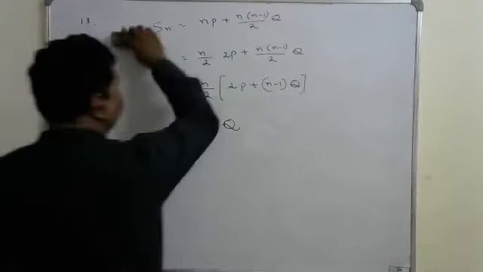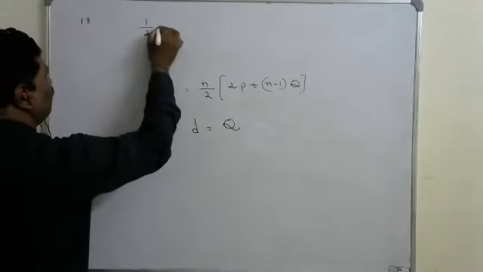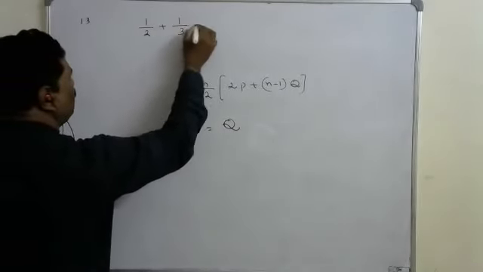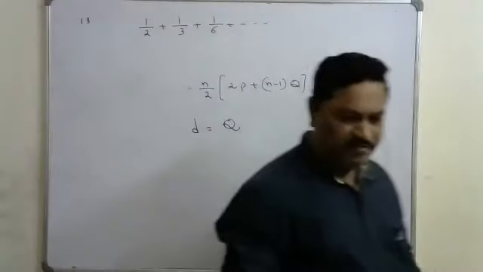Observe this problem. Given sequence is 1 by 2 plus 1 by 3 plus 1 by 6 plus and so on. This is the given sequence.